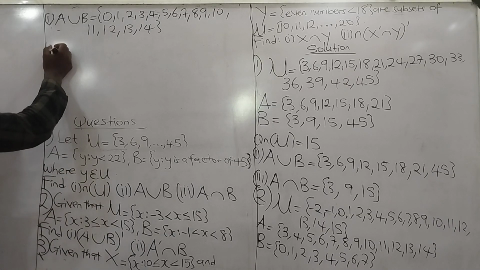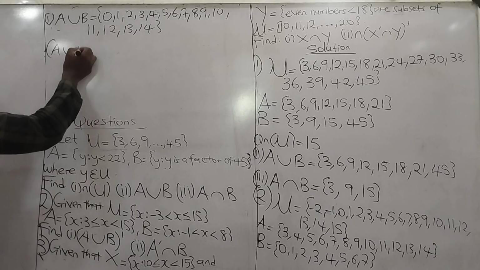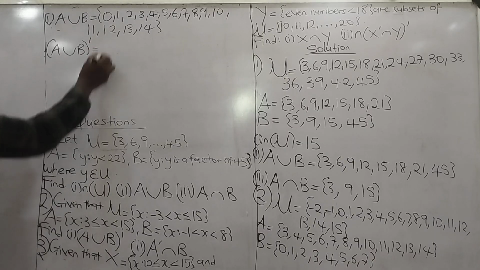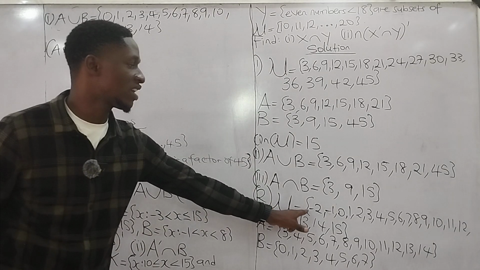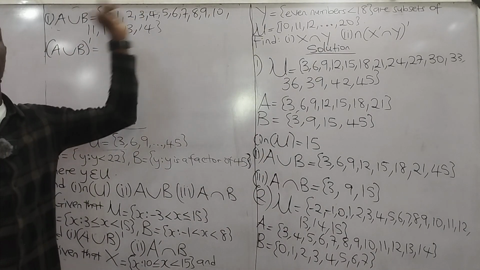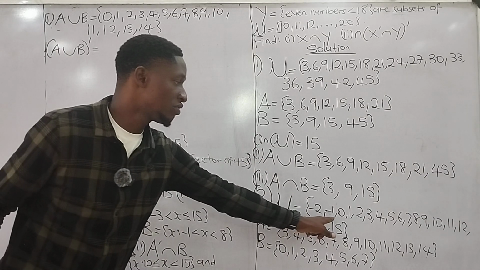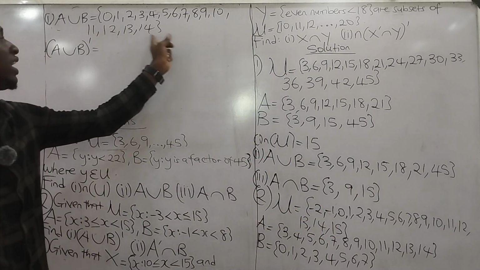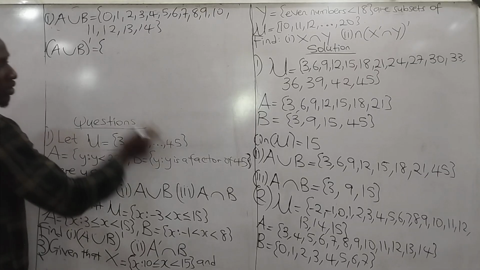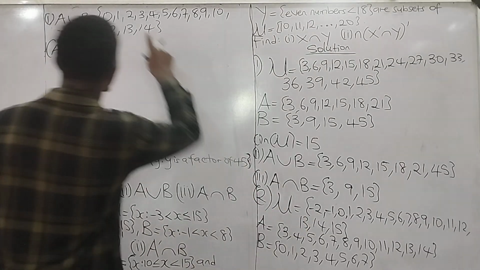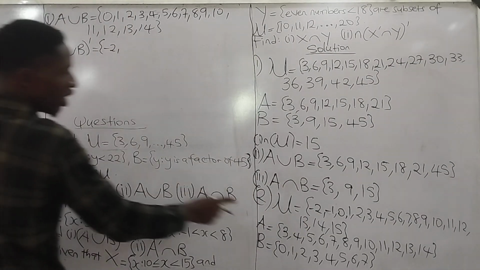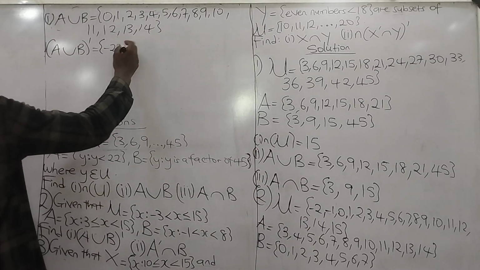Then, but we are told to find A union B complement. It means what is in the universal set that is not in this. The numbers that are in the universal set that are not here. So let us look at it. Minus 2 is here, is not here. We include it. Minus 1 is here, is not here.